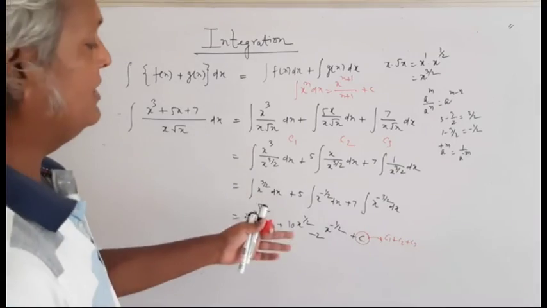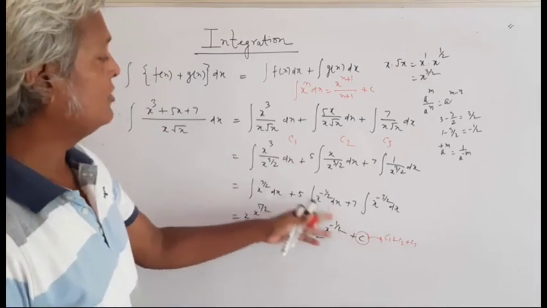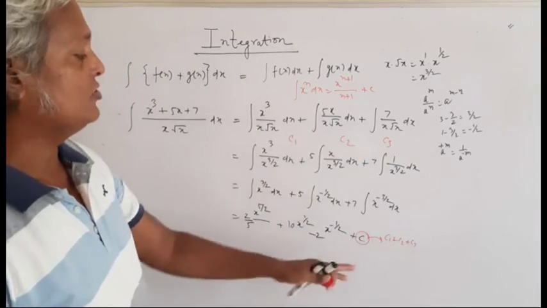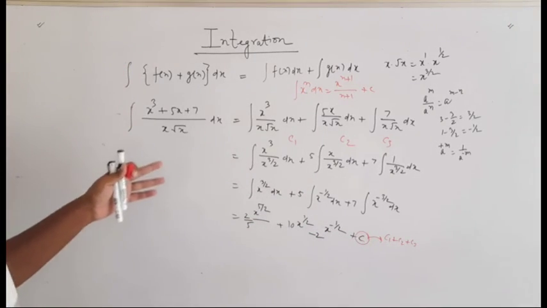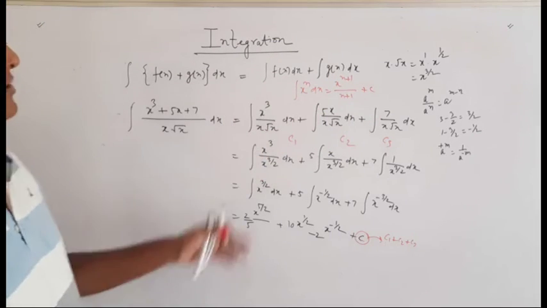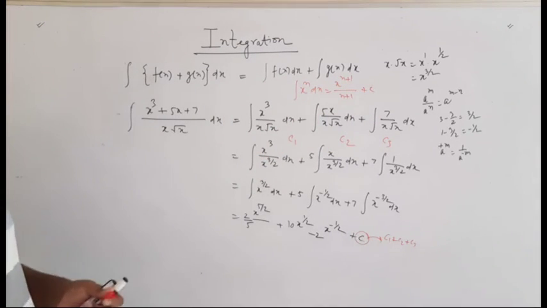But at the school level, no one cares whether you have written C1, C2 or not. You just write one constant of integration for all, and that actually is the sum of the constants of integration for all three. So this is how simple integrations are achieved.